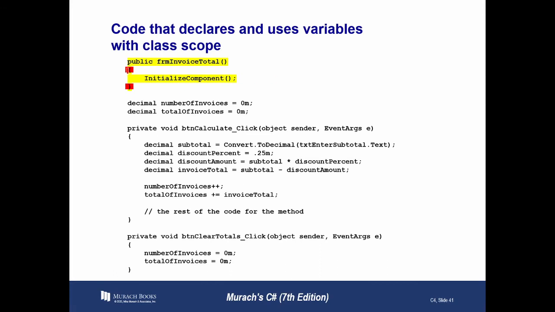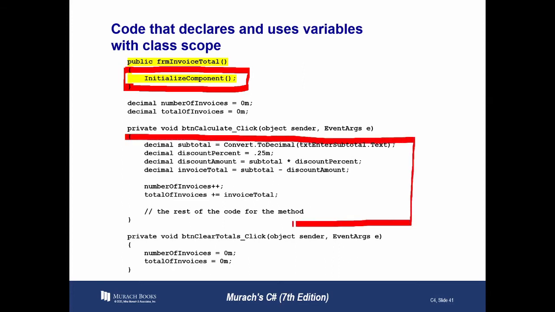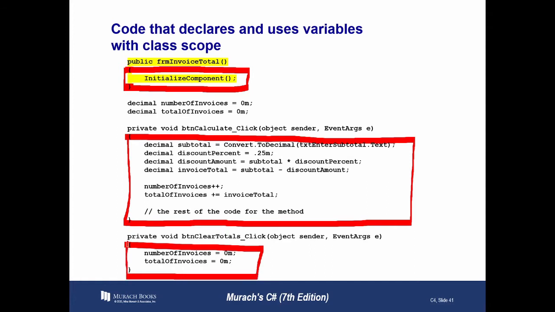Okay, so it's another way of putting this big giant box around something that defines its scope. And you notice here that this decimal number of invoices and total of invoices, they don't have these brackets to protect them. But you look down here at this click method, and you see these brackets here. So what that says is I've got this entire box around my code. And then one more time, this box. This is the scope.